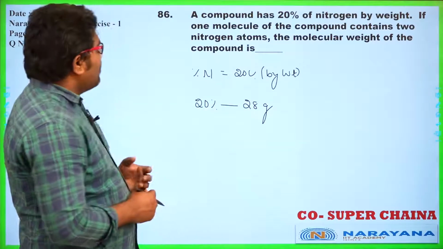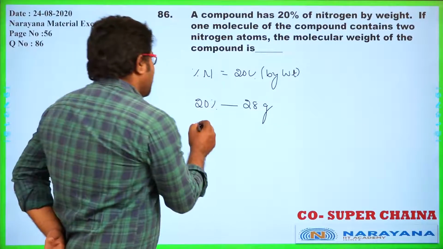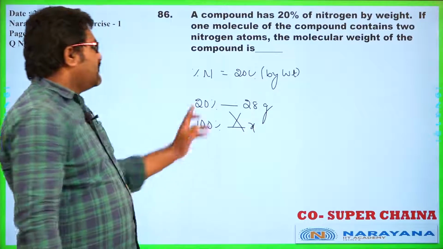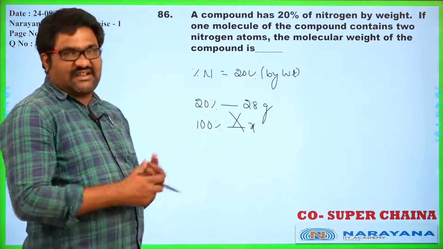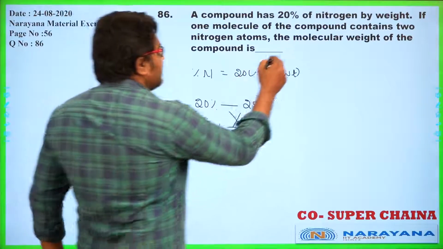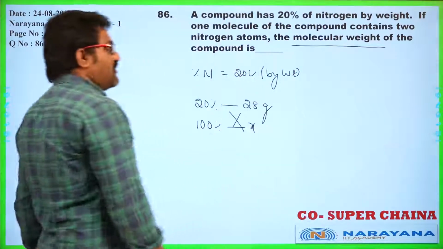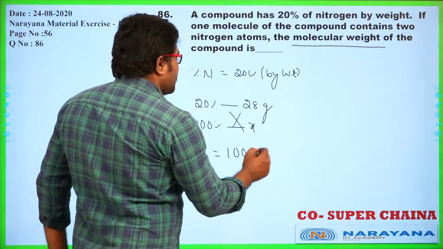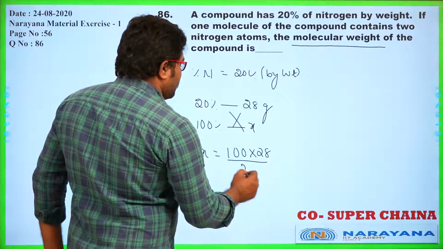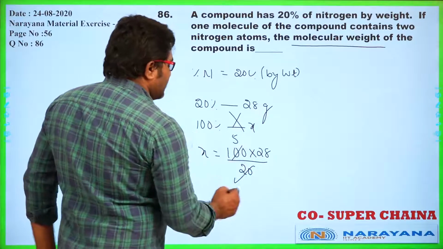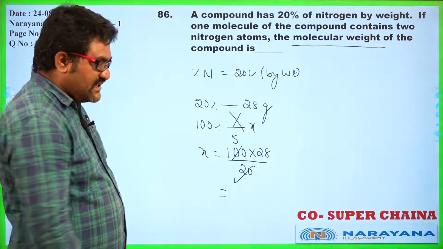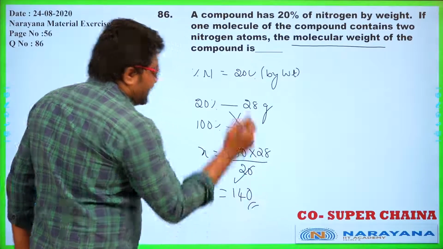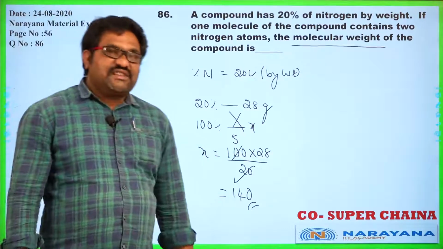So now what is the total weight, meaning 100% weight? If the weight of 20% is 28, then how much weight is 100%? Because he is asking about the molecular weight of the compound, the total weight of the compound. Now I am taking x is equal to 100 into 28 divided by 20. Yes, it is 5 times, and 5 into 28, how much is it? Yes, it is 140 simply.